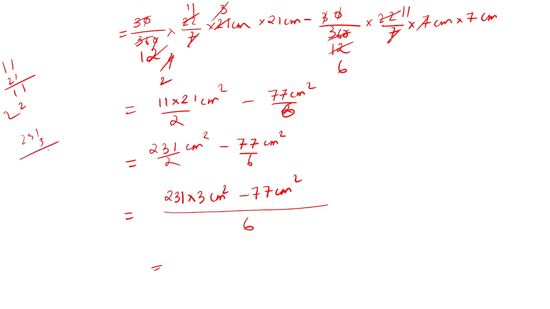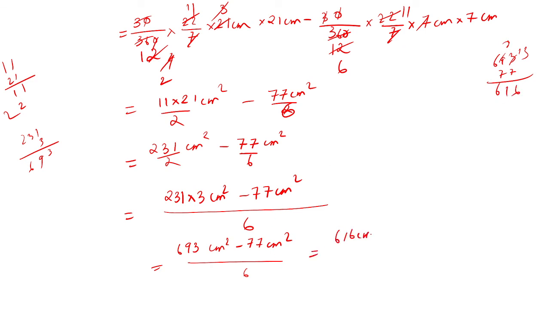231 into 3 is going to be 693 centimeters square minus 77 centimeters square by 6. Just for clarification, 693 minus 77, 13 and 8, so 616. So this is equal to 616 centimeters square by 6, and this will be 2 times 308 by 3. So the answer is going to be 308 by 3 centimeters square. Therefore, the area of the shaded region is equal to 308 by 3 centimeters square.